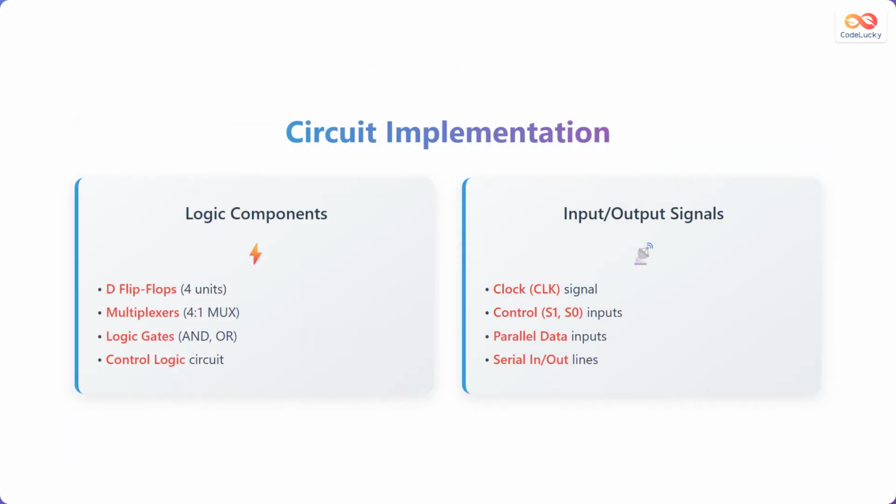Let's explore the components needed to implement a universal shift register. The main logic components include 4 D flip-flops to store the bits, multiplexers, specifically 4:1 MUX, which selects the data source for each flip-flop, logic gates such as AND and OR for the control logic, and finally the control logic circuit to manage the operation mode. Regarding the input and output signals, you'll need a clock signal labeled CLK to synchronize the register, control signals labeled S1 and S0 to select the mode, parallel data inputs for loading all the bits at once, and serial in and out lines for shifting data bit by bit.